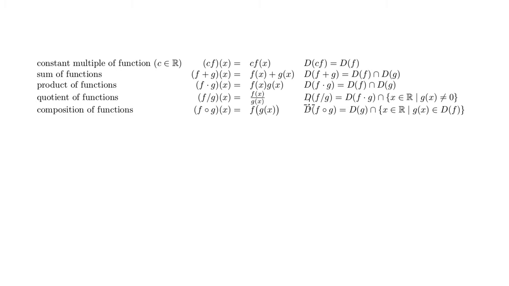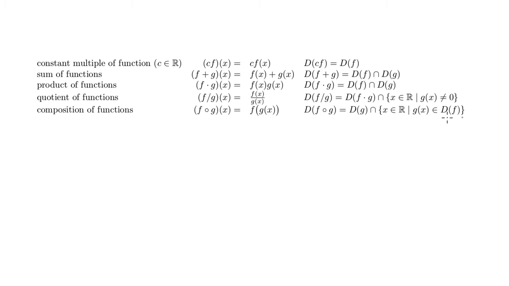Product of two functions is the same thing. You just take the product of the outputs, and the domain is, like I said, the intersection. Quotient is just like product, but we just need to add this extra restriction that the function in the denominator can never be 0. And then finally, the composition of functions is where you take the input of one function as the output of the other. And the domain is going to be basically wherever that makes sense.